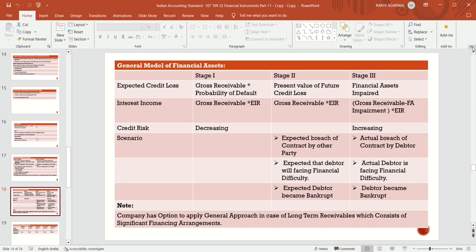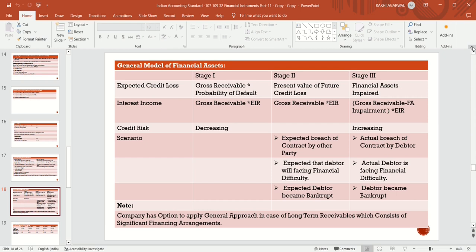In stage 1, the credit risk is in a decreasing trend. In stage 2, there is no such mention, but in stage 3, the credit risk is in an increasing trend because impairment is there, so credit risk is increasing.